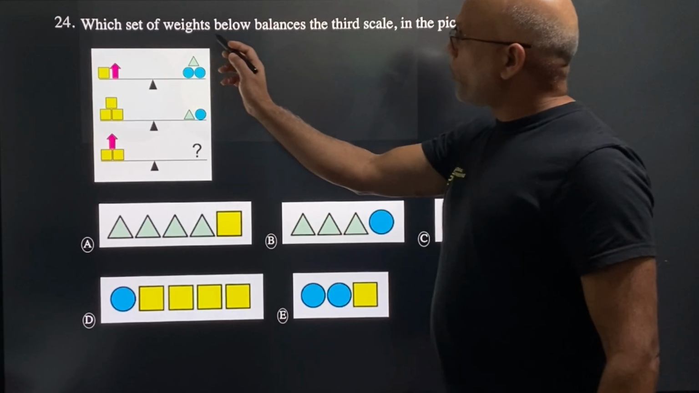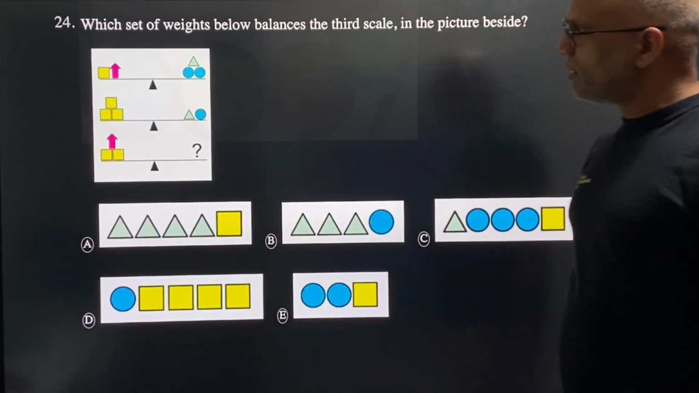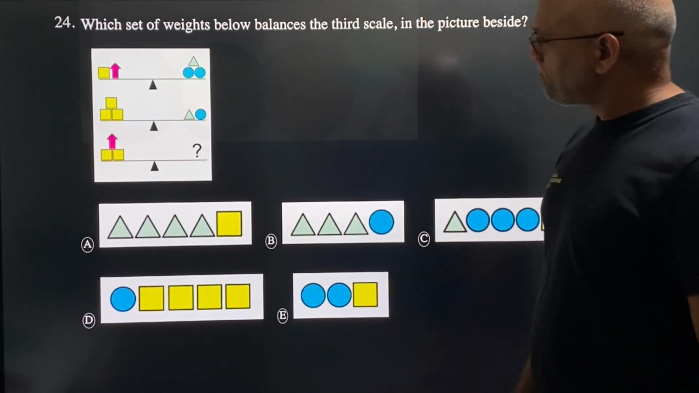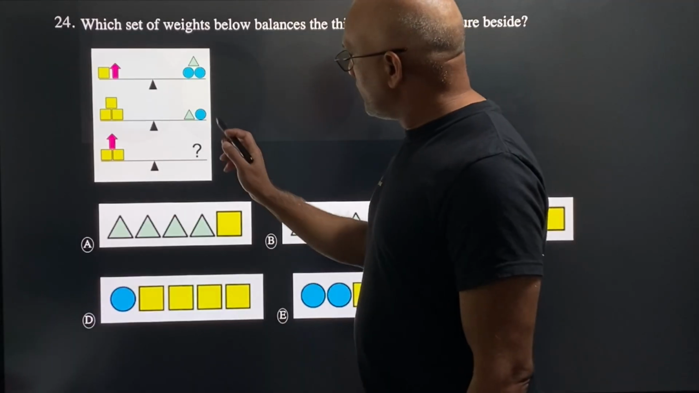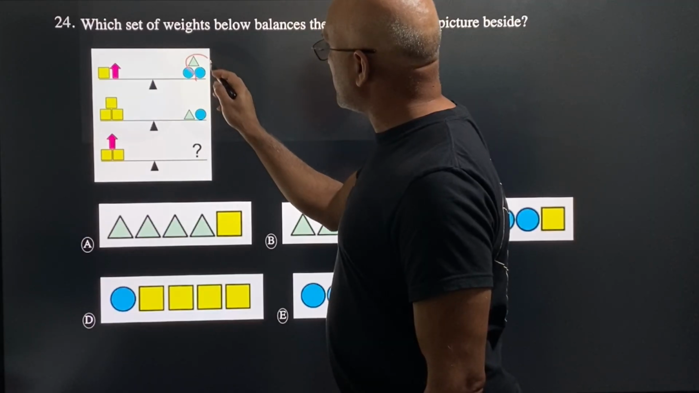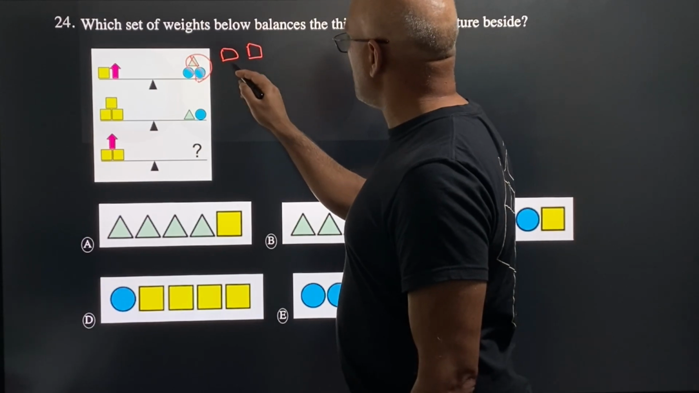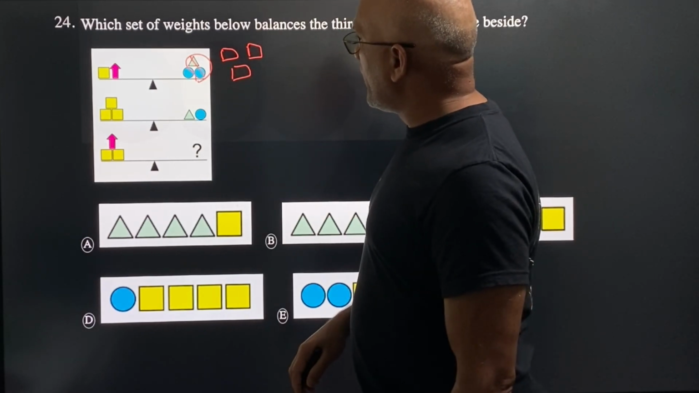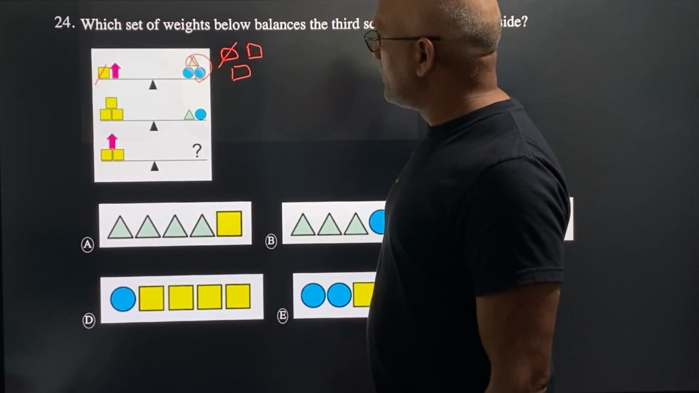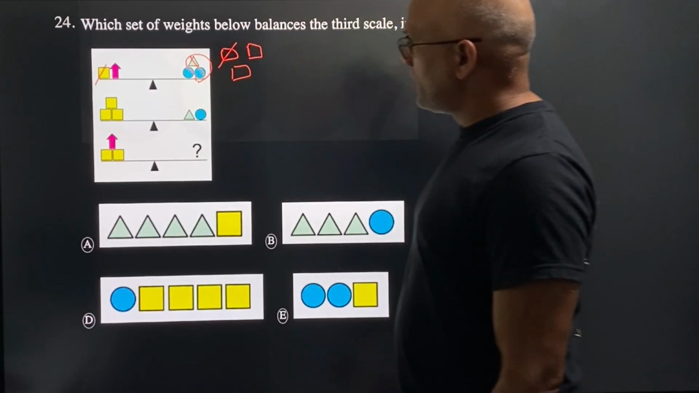Which set of the weights below balances the third scale in the picture beside? Okay, which weights balances here? We basically have to just combine these two somehow to get to this. Okay, first we see that a circle and a triangle is 3 squares. So let me replace this circle and a triangle with 3 squares. 1, 2, 3 squares. And now I can take away 1 square from this side, 1 square from this side. So the arrow is then 2 squares and a circle.